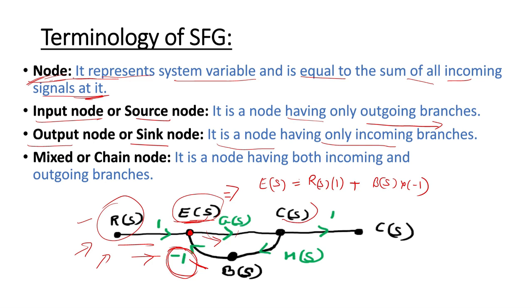See, this is your C(s), this is your output, and in order to justify its statement, we have extended this by using this 1. So now you can see here that we only have incoming branches, there is no outgoing. So this is your output. Then mixed or chain node. It is a node having both incoming and outgoing branches. So these three nodes have both incoming and outgoing branches. So these are mixed or chain nodes.